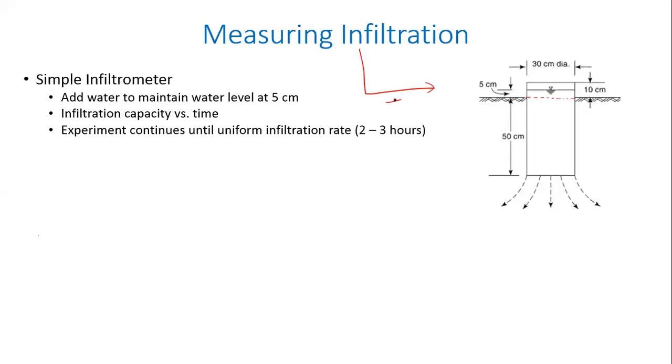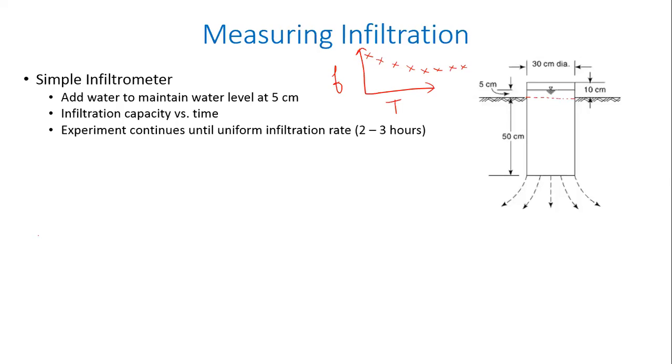I have time on the x-axis and I have the infiltration rate. Initially, I'll get some high value, and as the experiment proceeds, it will get lower and lower. Eventually, after a long time, maybe you start getting more or less a uniform rate. Maybe it may take 2 or 3 hours, depending on the kind of soil that you're looking at. So you continue this experiment for a long time until you get some kind of curve like this. And then that tells you what the infiltration rate or the infiltration capacity of your soil is.